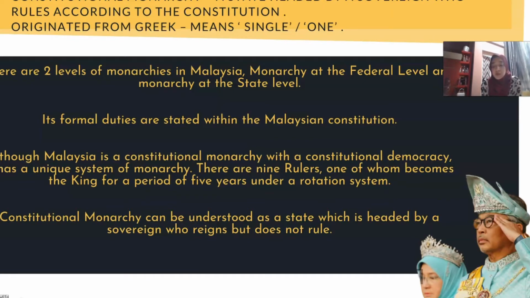And the federal constitution spells out the powers of the king and the conference of rulers. The federal and state constitutions prescribe the powers of the YDPA and also the rulers. So it is the exercise of these powers under the federal and state constitution that makes the YDPA and the rulers a constitutional monarch.